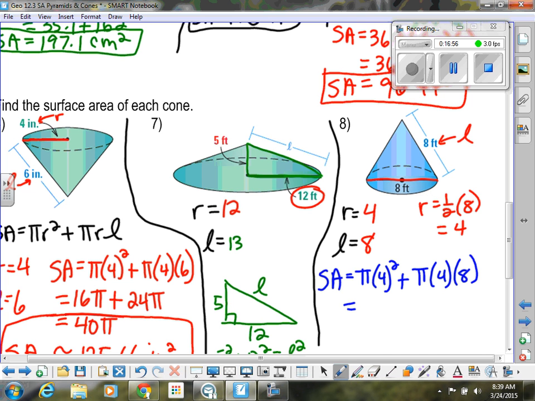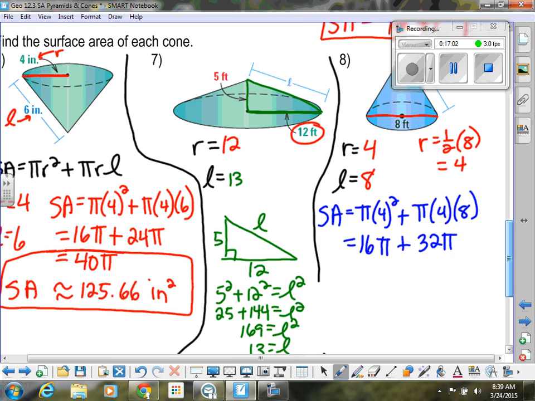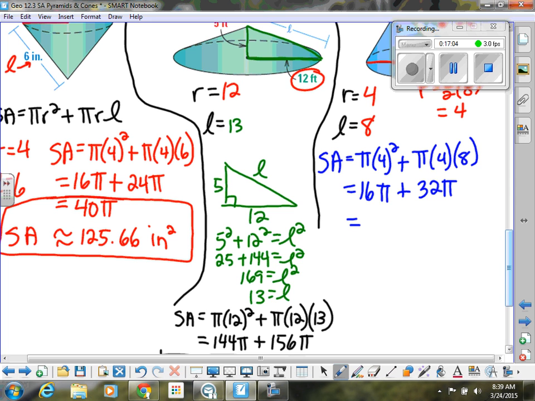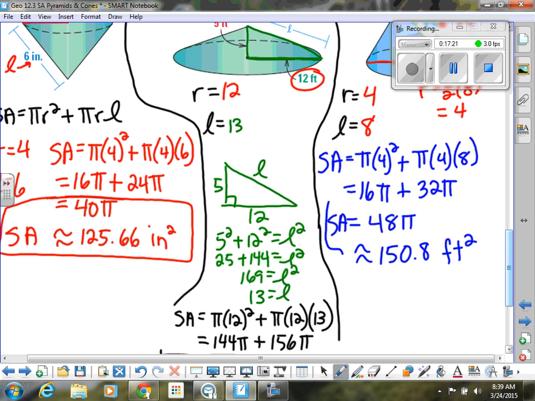So I square the 4, I get 16 pi. Multiply the 8 and the 4 together, that gives me 32 pi. And then I'm going to add those together to get 48 pi. So my exact answer for surface area is 48 pi. And if I plug that into my calculator, that's going to give me about 150.8 feet squared. So here are a few examples for how to do surface area of prisms and cones, and then we'll do more examples in class.